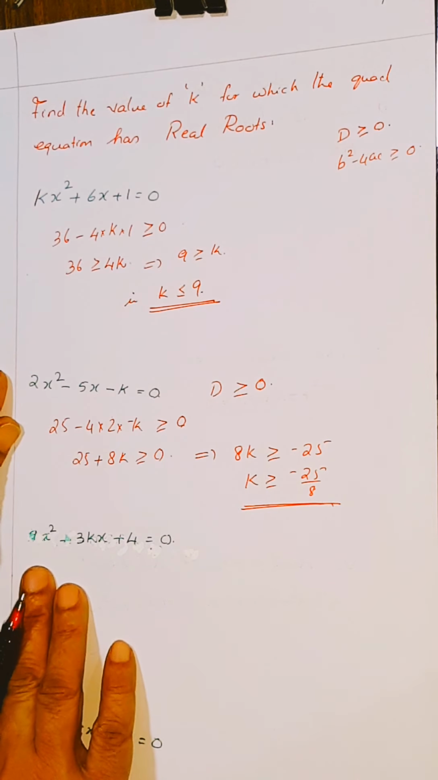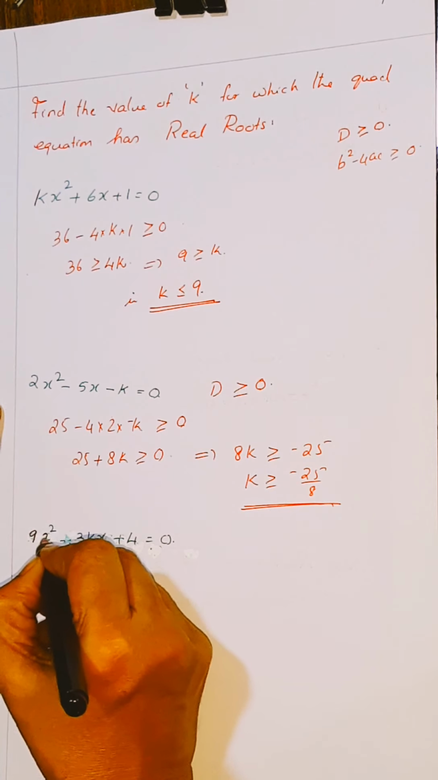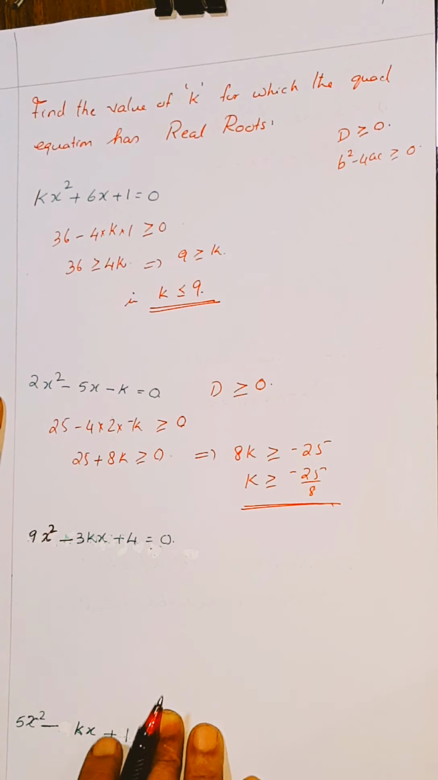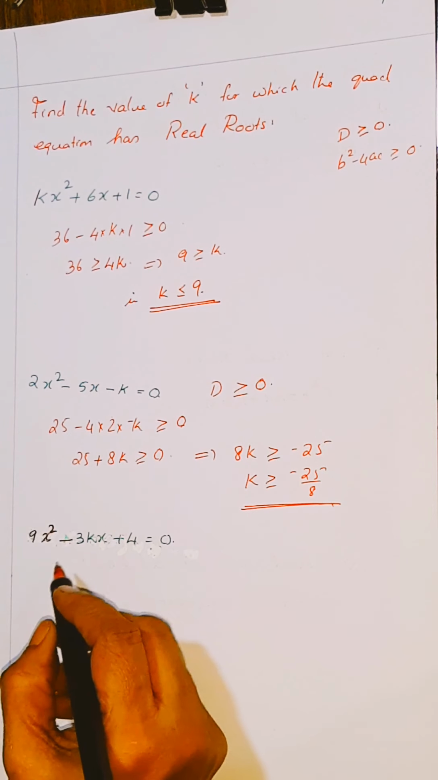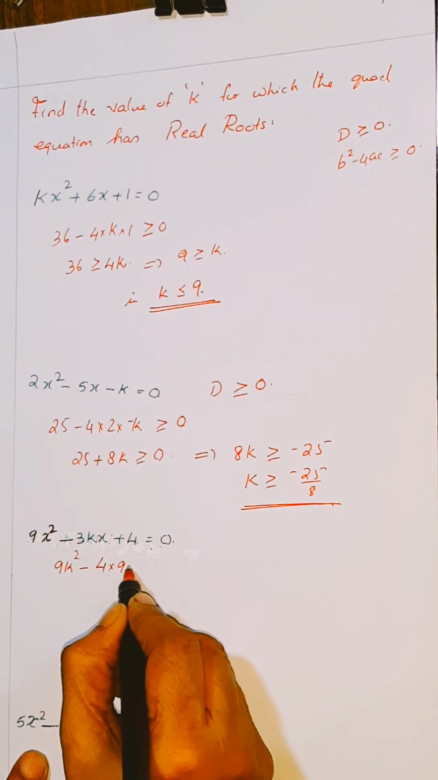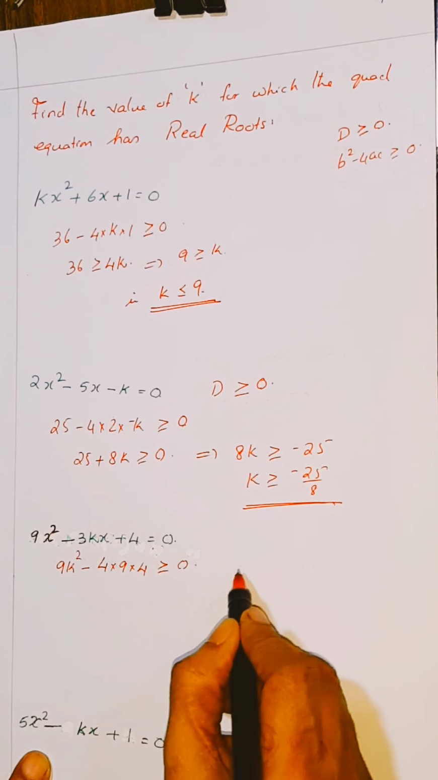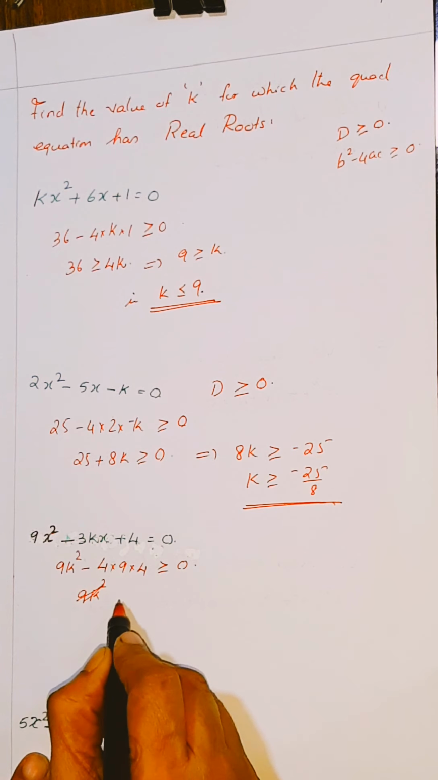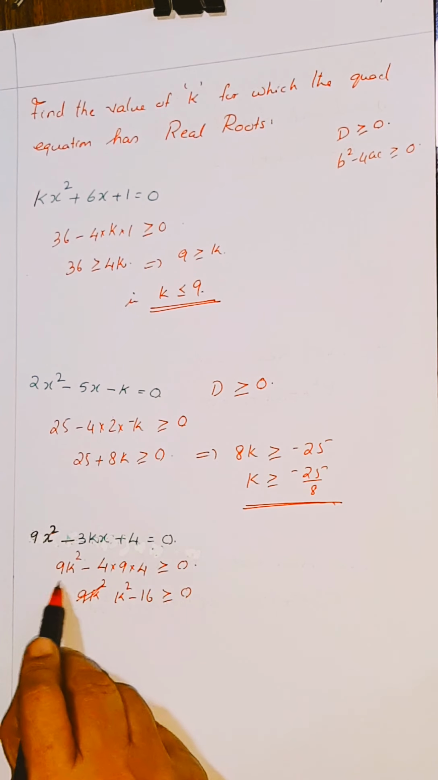Now here it is 9x squared minus 3kx plus 4 equal to 0. So here again b squared minus 4ac will become 9k squared minus 4 into 9 into 4 is greater than or equal to 0. So we get this as 9k squared minus 144, or I can write this as k squared minus 16 greater than or equal to 0. I have divided throughout by 9.